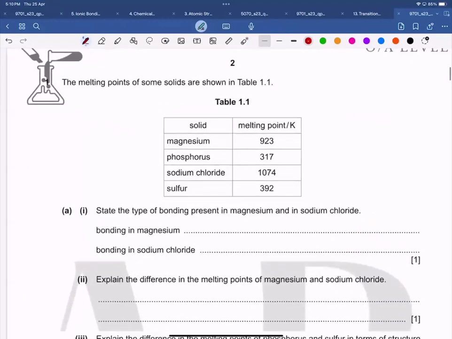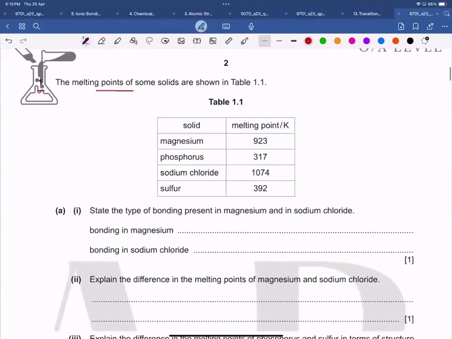Okay. Now, question number 1. The melting points of some solids are shown in table 1.1. Magnesium, as we know, is a metal, right? Phosphorus, non-metal. Sodium chloride, ionic, and sulfur, non-metal. Sodium chloride has ionic bonding. These two have covalent bonding, and this one has metallic bonding.